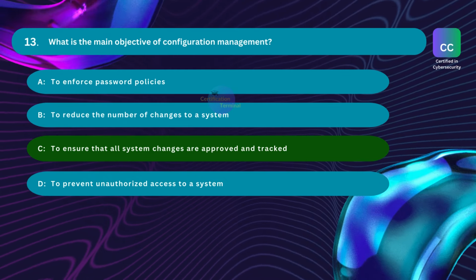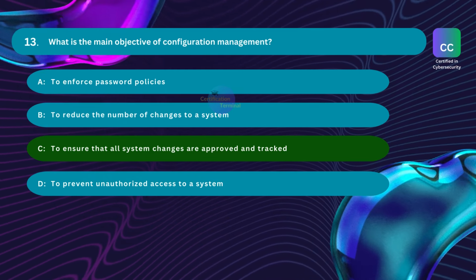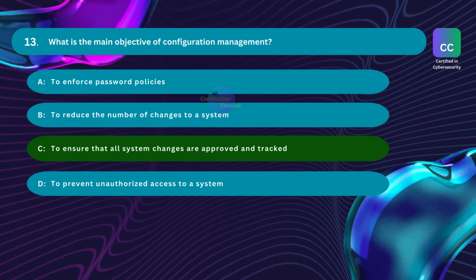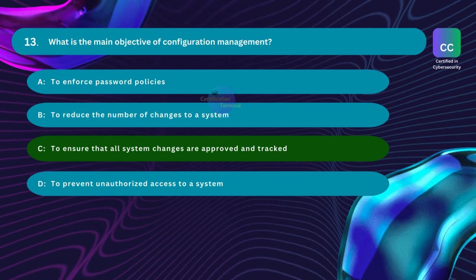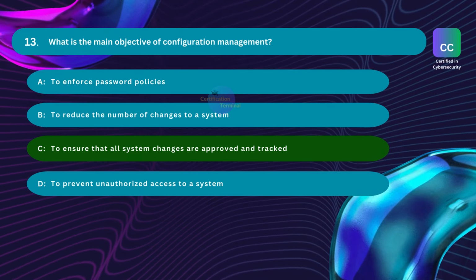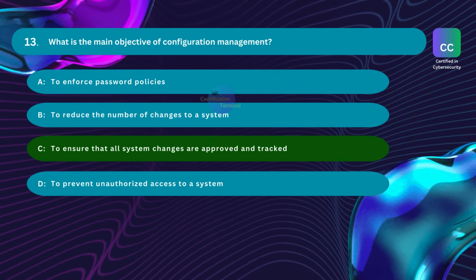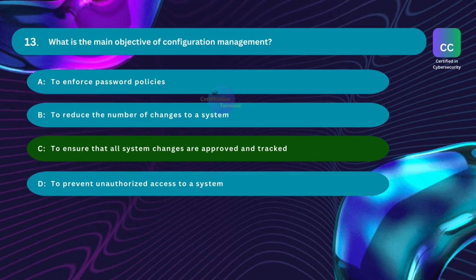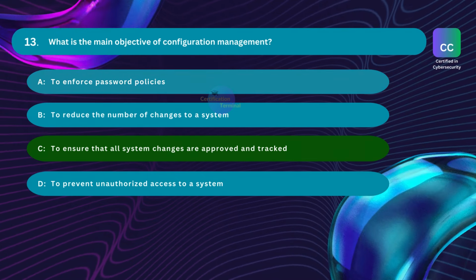The primary objective of configuration management is to establish a systematic and controlled process for managing changes to a system. It involves documenting, approving, and tracking changes to the configuration items in an organized manner. This ensures that changes are authorized, well documented, and can be traced back, aiding in accountability and troubleshooting.